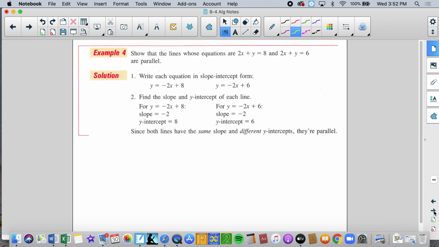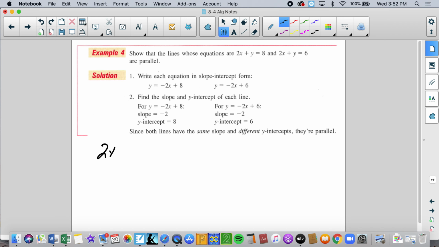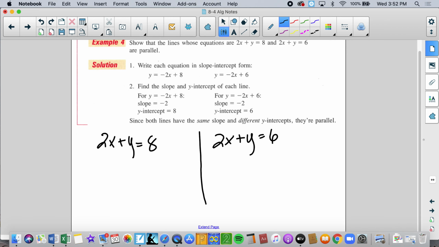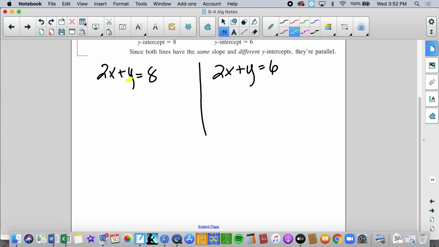Show that the lines whose equations are 2x plus y equals 8 and 2x plus y equals 6 are parallel. Well, they're not in slope-intercept form. That's the first thing that I should notice. So I can't automatically find out what the slope is in this format. In order to find the slope, I need to solve for y. So I'm going to solve for y in each of these equations.